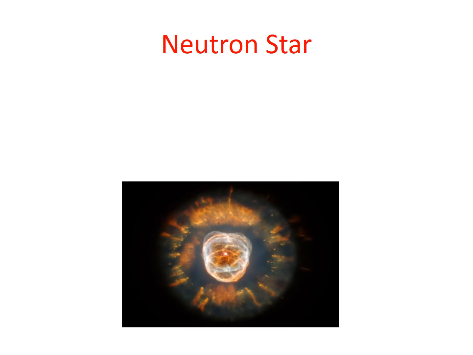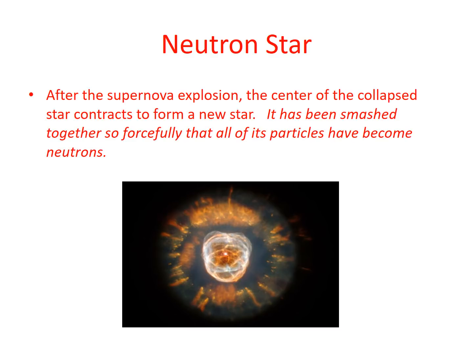After a supernova, you get either a neutron star, a pulsar, or a black hole. So let's talk about the neutron star. After the supernova explosion, the center of the collapsed star contracts to form a new star. Remember, the center has to come back together. With average stars, that's why we get white dwarfs. But with a supernova and massive stars, you're going to get a neutron star. Because it's such a violent explosion, when the star contracts it is smashed together so forcefully that all of the particles have become neutrons.